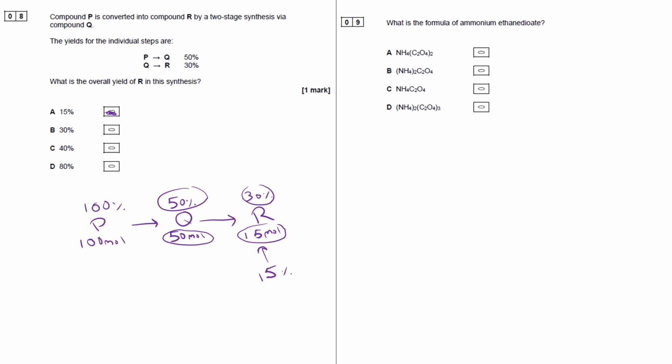Question number 9. What is the formula of ammonium ethane dioate? Ammonium is NH4+. Ethane dioate, you've come across that in transition metal chemistry. That's one of your bidentate ligands, also in redox titrations. So for the formula of ammonium ethane dioate, you'd need two of those to cancel out one of those. So in this case, question 9, B would be the answer.